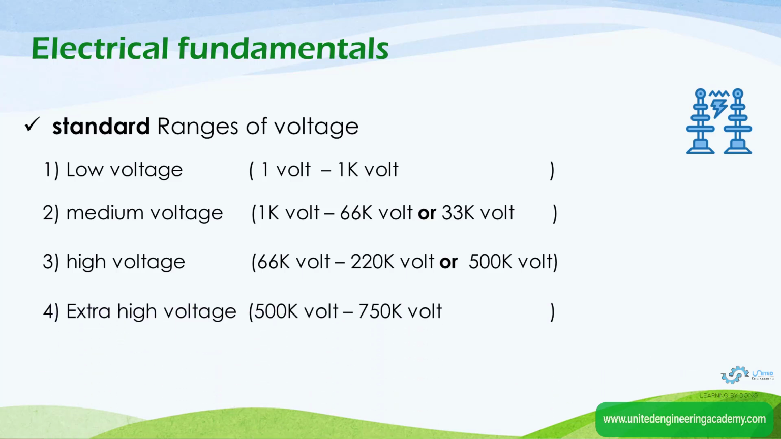Now the next range is the extra high voltage that ranges from 500 kilovolts to 750 kilovolts. And finally, we have the ultra high voltage that ranges from 750 kilovolts to 1200 kilovolts. So those are the voltage ranges map that can guide us for any value of the voltage to know what kind of voltage we are handling.